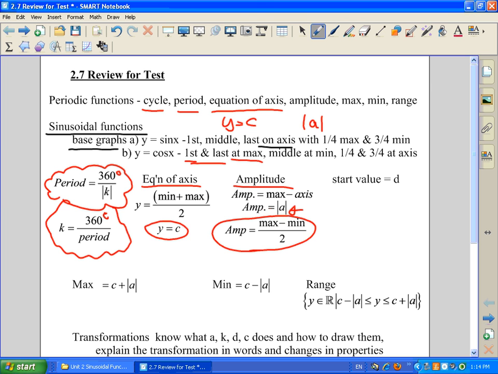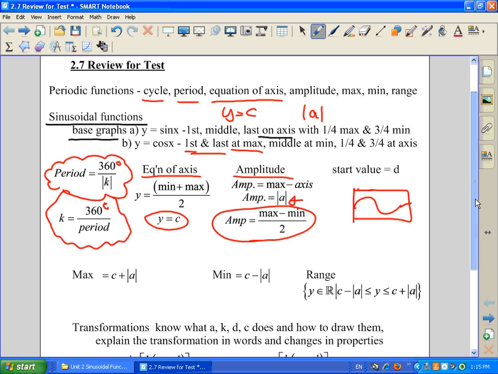The starting value, ladies and gentlemen, that's where we start to draw our graphs. Remember where we box it out. Depending on what transformation we have, that's where we're going to draw our box, okay? And that's your D value. That's your horizontal or phase shift, okay?